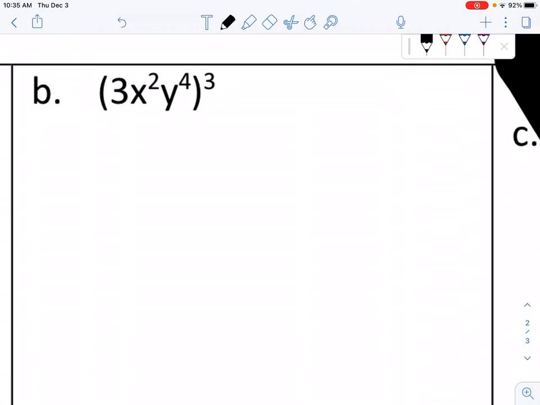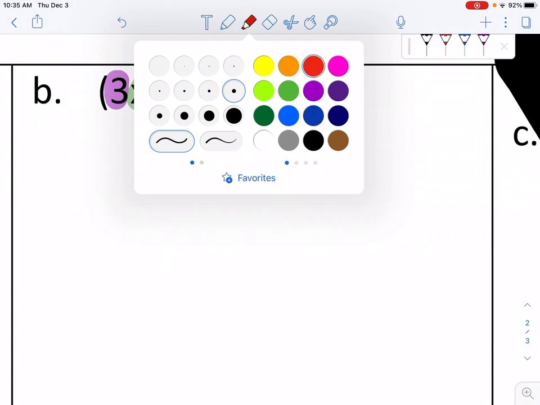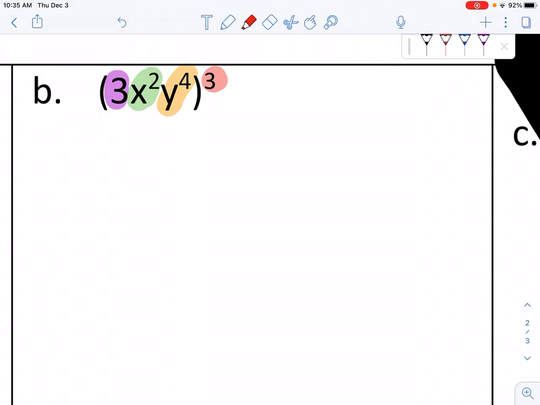So let's see another example here. I have individual terms. I'll highlight them just so you can see them. That 3 is its own thing. X squared is its own thing. And y to the fourth is its own thing. So every single one of these is going to be given this 3 on the outside. So this 3 is going to go here, so it's going to get 3 to the third power. 3 is going to go to x squared, so it's going to be x squared times 3. And 3 is going to the y to the fourth, so that's going to be y to the fourth, 4 times 3.